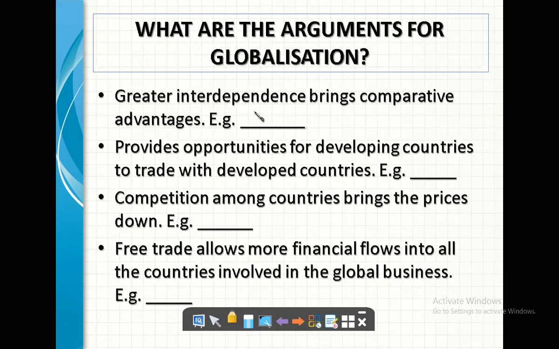Let's say milk. Is that okay? Yes. Okay, because we are getting milk from Australia and New Zealand instead of our own because of comparative advantage. Is that right? Yes, their production of milk is cheaper than us.